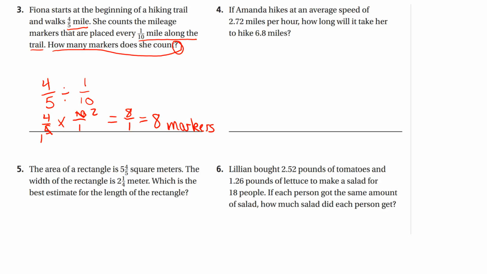Okay, number 4. If Amanda hikes an average speed of 2.72 miles per hour, how long will it take her to hike 6.8 miles? Okay. So again, we're trying to find out how much she does in 1 mile. Wait, let me see. Hold on, sorry. If she goes 2.72 per hour, how long will it take her to do 6.8?